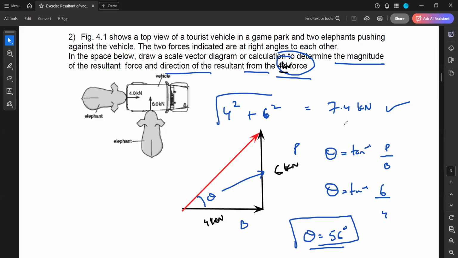We don't have to mention from 4 kilonewton because it's already specified in the question that we need a direction from the 4 kilonewton. So whenever you have two vectors perpendicular, to get the magnitude you use the Pythagoras theorem, and to find the direction it will be tan inverse perpendicular divided by base. Which vector you have to draw first is important, and that is the one which they ask relative to, that is the vector you will draw first.